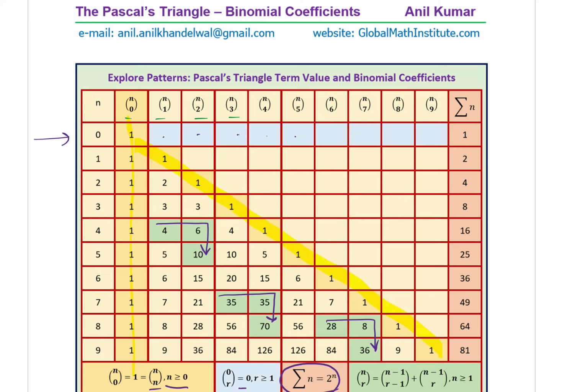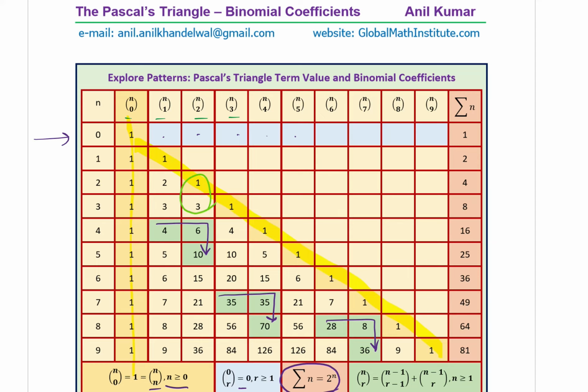So that is another way of representing the same Pascal's triangle, and you can now figure out many other patterns from here. Correct? So that is very interesting. Now you can see that there are some columns. We are talking about perfect squares.